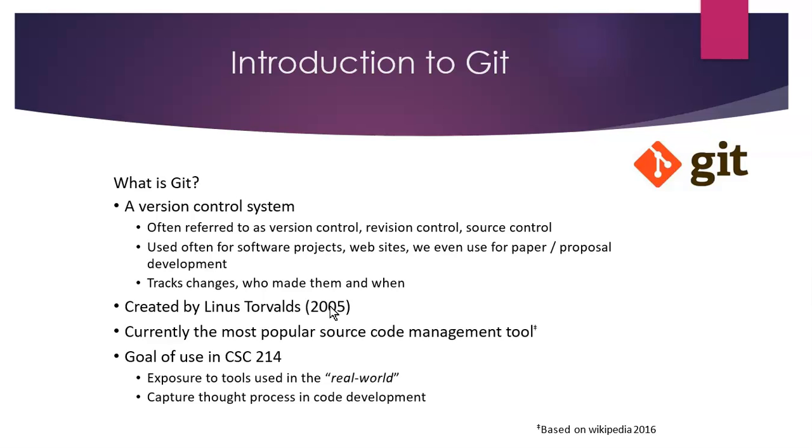What is Git? Git's a version control system, often referred to as version control, revision control, or source control, used often for software projects, websites, or even proposal development, and it tracks changes to documents and who made them. Git was created by Linus Torvalds, the creator of Linux, in 2005, and it's currently the most popular source code management tool.